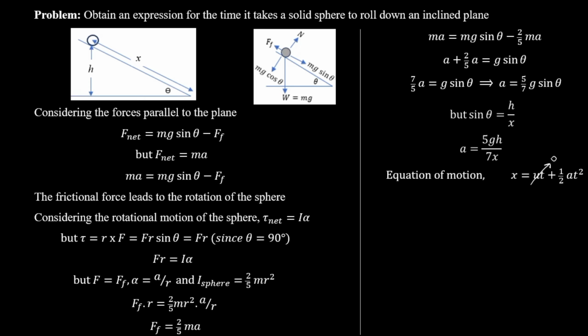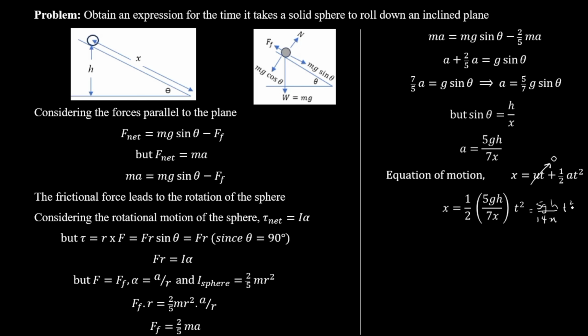But then again, our a is 5gh over 7x, so we have therefore that x becomes equal to half, and then in place of a we substitute 5gh over 7x, times t squared. So we put that together, we have x equals 5gh over 14x times t squared.